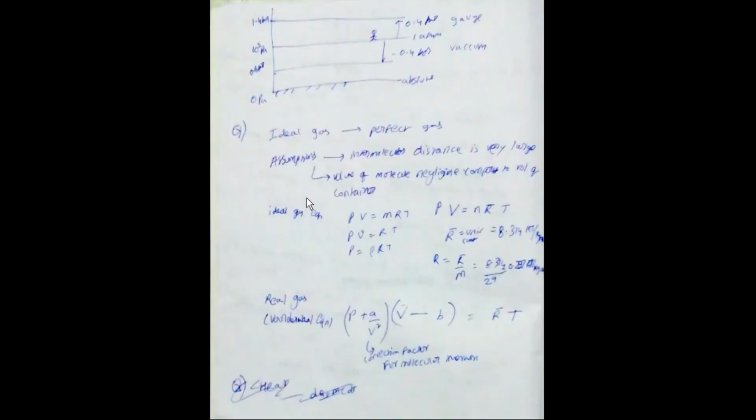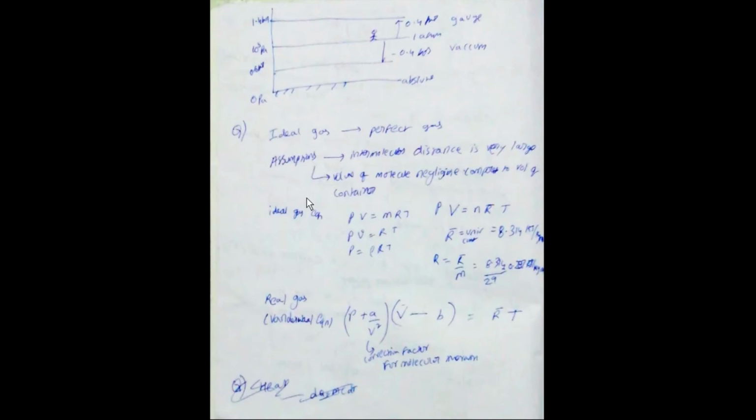If 10 power 5 Pascal, which is 1 bar, is 1 atmosphere, taken here as the reference, then 0.6 bar is represented as 0.4 bar vacuum, which is below the reference. 1.4 bar is represented as 0.4 bar gauge, which is above 1 atmosphere.